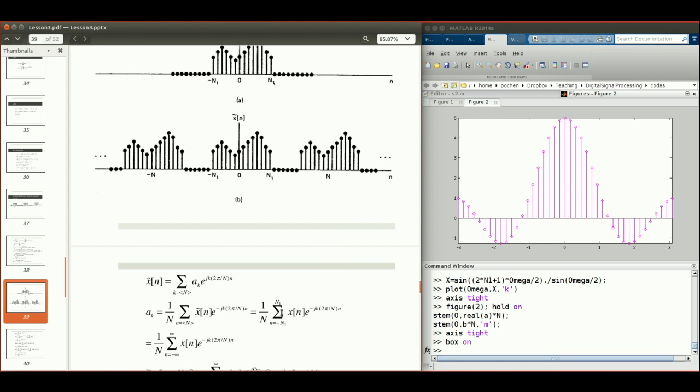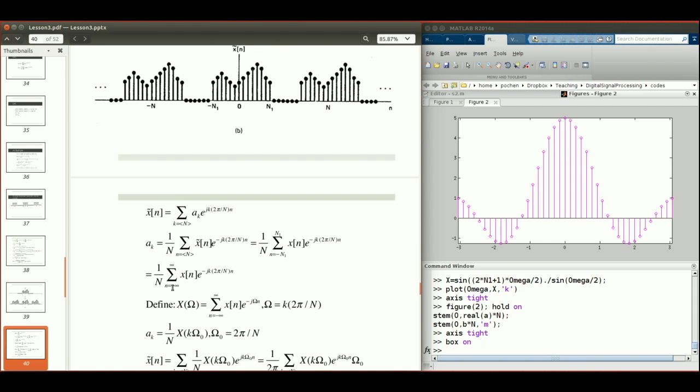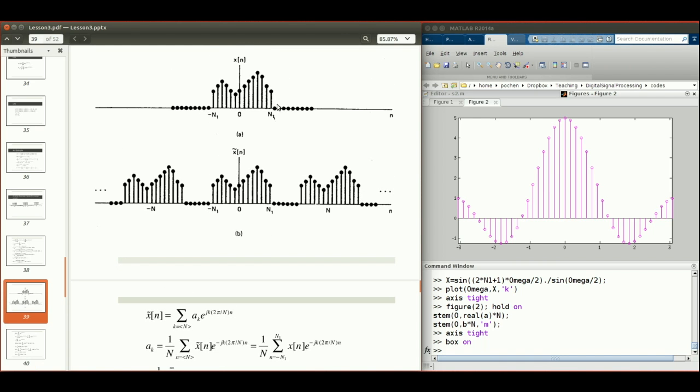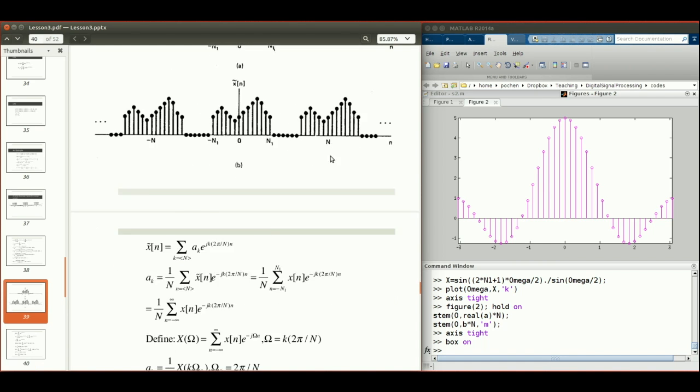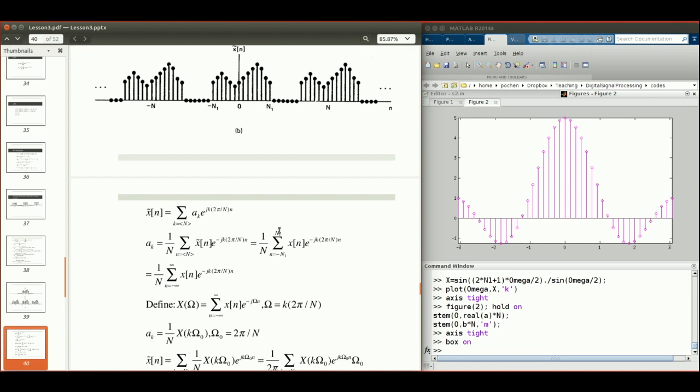So if we extend the summation range from minus big N1 to positive big N1 to minus infinity to positive infinity, the contributions outside of this finite duration are zero. So we can effectively extend the range, because xn equals zero outside of this finite duration. Every number that's outside of this finite duration contributes nothing. So basically we can replace this particular summation with this particular summation for xn.